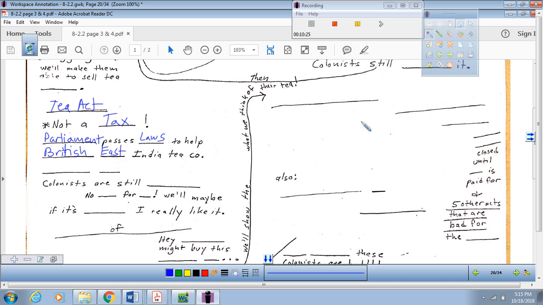Now, what this means is that actually the tea is going to become cheaper in the colonies. However, due to the fact of the Townshend duties, the colonists are still boycotting tea. Now, this is hard for the colonists because they love tea. So, the colonists: no, you can't mess with me. No tea for us. We're boycotting it. And they're like, wait, it's cheaper? Well, maybe if it's cheaper. I really like it.